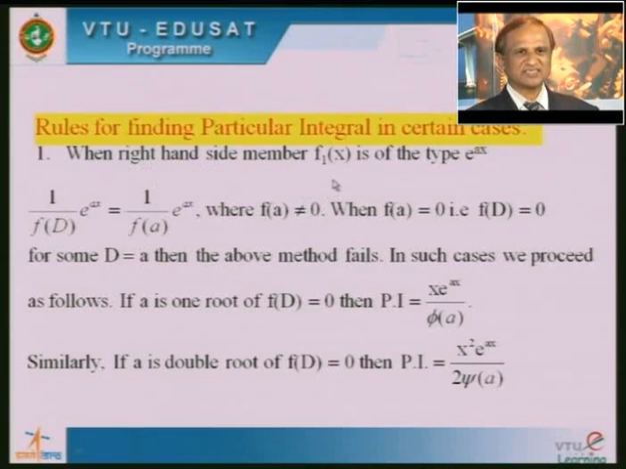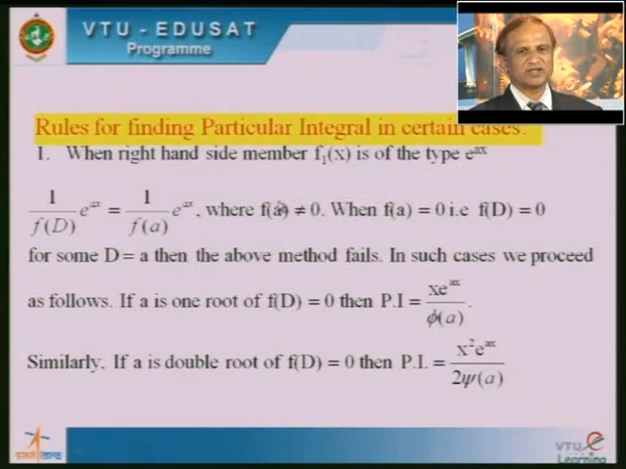As I have mentioned, when the right hand side member is not equal to 0, the complete solution of the given equation is y is equal to complementary function plus particular integral. We are already familiar with the complementary function. Now we shall think about how to find a particular integral. At the beginning of this session, I mentioned the right hand side member may be of the type e raised to ax. When the right hand side member is e raised to ax, how do we find the particular integral?